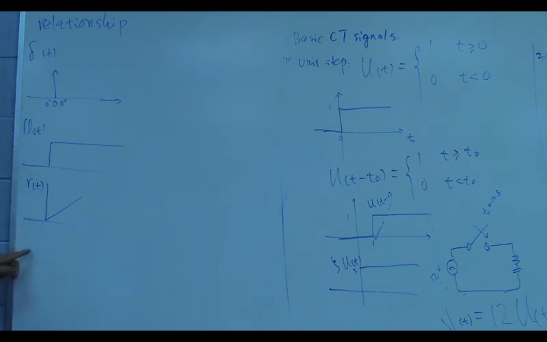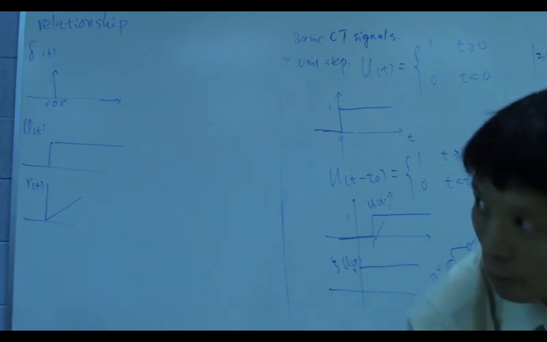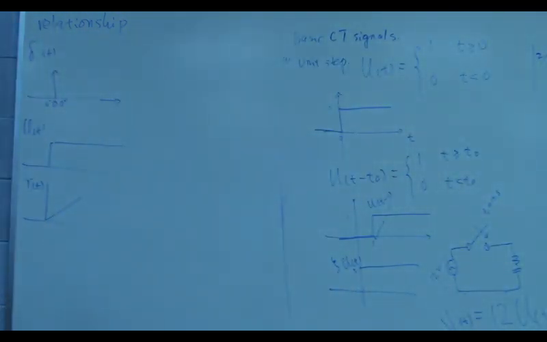Following these ideas, you can even do more. You do the integration of this one, you get a quadratic, half t squared. And you do the differentiation of this, what do you have? I don't want to bother you with all this. The mathematicians are going to do a lot of differentiations on that, but we need to know only these three. So, relationships: from impulse, unit step, and unit ramp, this way is integration, that way is differentiation.